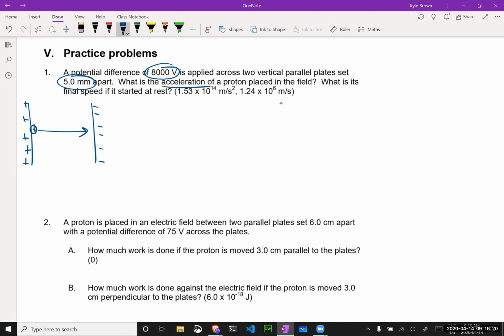And I actually know the mass, don't I? Because it said a proton. So I know the mass from that, and I know the charge, right? So I think force is going to be the right idea. So then I'm going to look at my equation on my formula sheet. So let's go to the formula sheet.